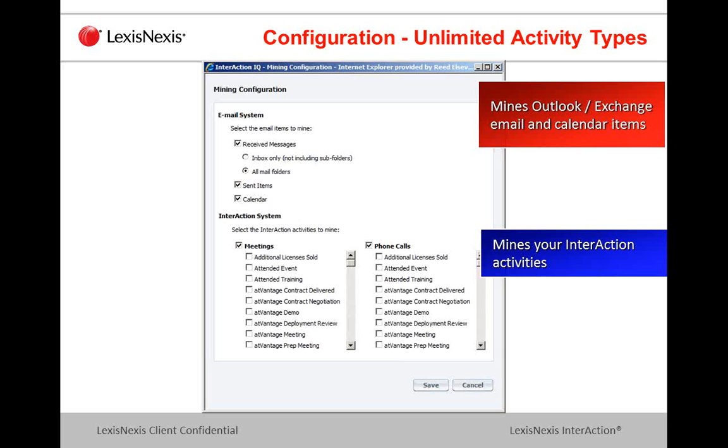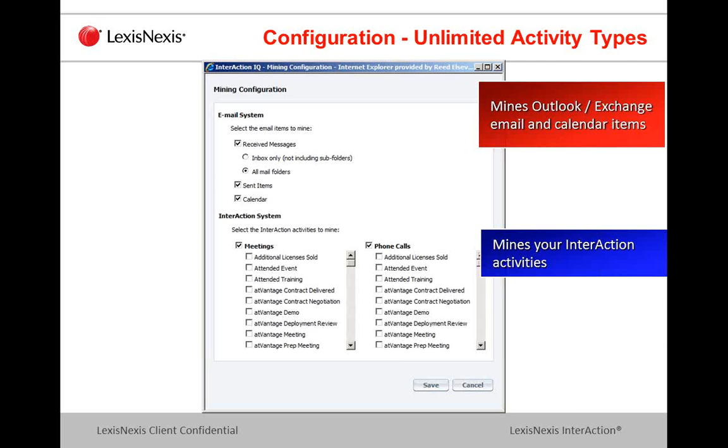The other configuration item in the administration screen that you'll want to consider is what data do I want to mine? So remember, there are two areas. Remember that mining is where we're pulling information from Outlook. For my email system, what is the information I want to look at? Do I want to look at my received messages? Do I want to look at when people are sending emails, and when people are scheduling within their calendars? Take that all into calculation.